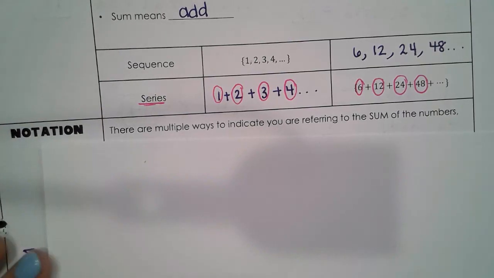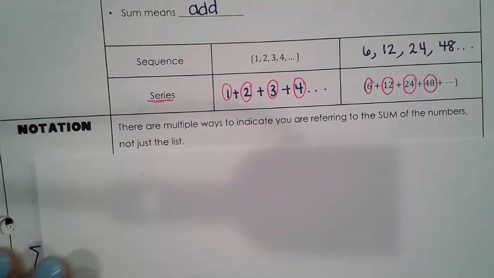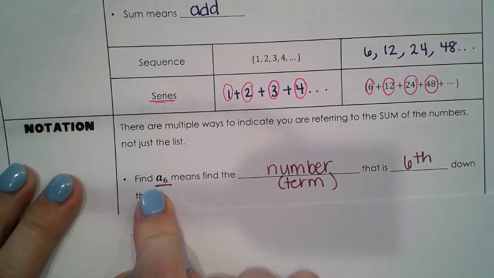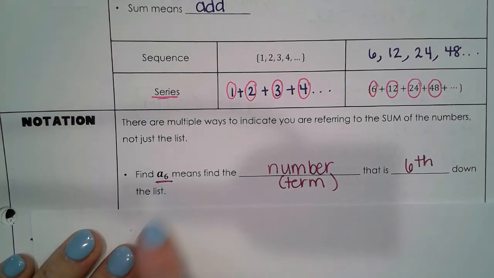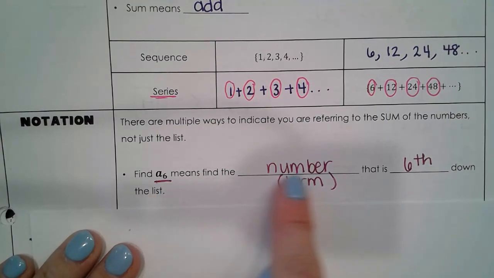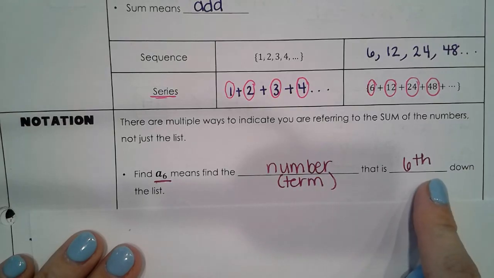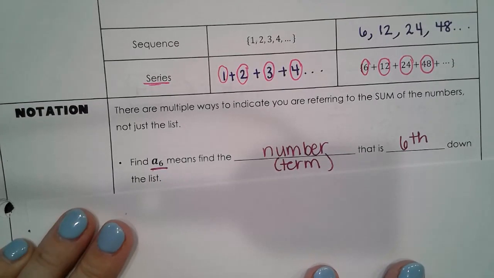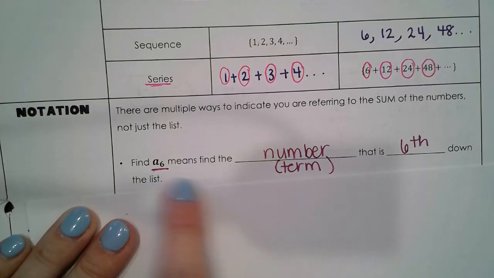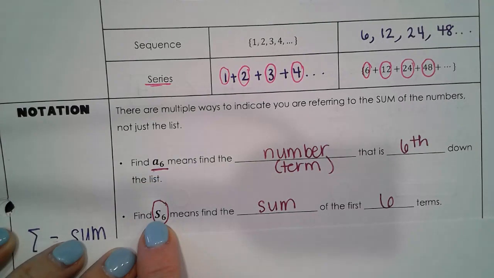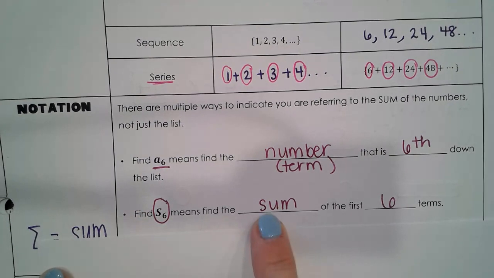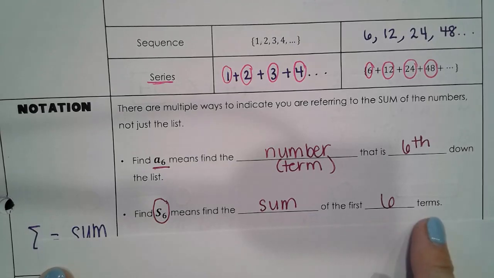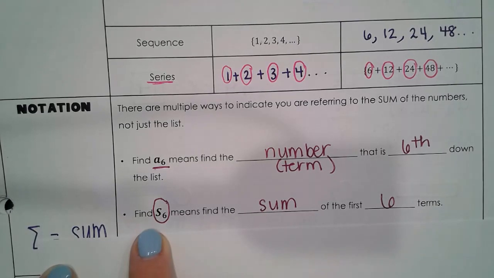Now, some notation that you'll need to know and be able to pick out. When you see A6, this is the notation that you've seen all unit long. A6 means find the term that is sixth down the list. What is the sixth term? But when you have an S, and generally it's going to be a capital S, S6 means we're going to find the sum of the first 6 terms. So we're going to have the first 6 numbers and we're going to add them all together.